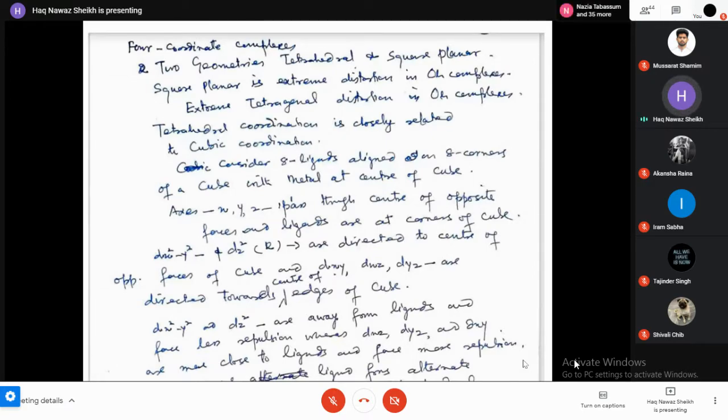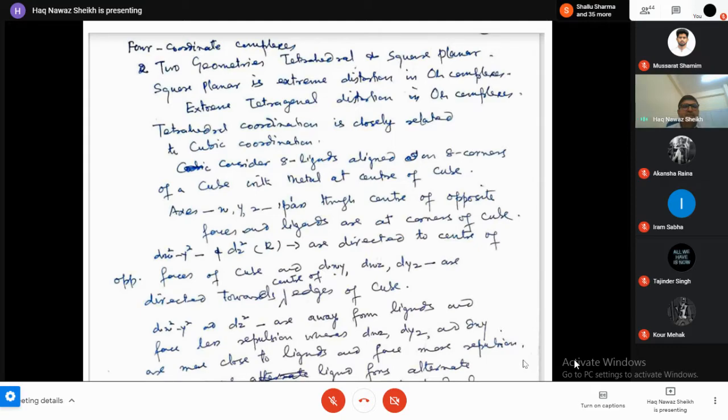So there are 8 ligands. Imagine a cubic situation. We have 8 ligands at the 8 corners of a cube, and x-axis passes through 2 opposite faces of the cube. Y-axis also passes through center of the 2 opposite faces, and z-axis also passes through center of the 2 opposite faces, because there are 6 faces in the cube, opposite faces. And the ligands are at the 8 corners, and you all know that there are 12 edges.